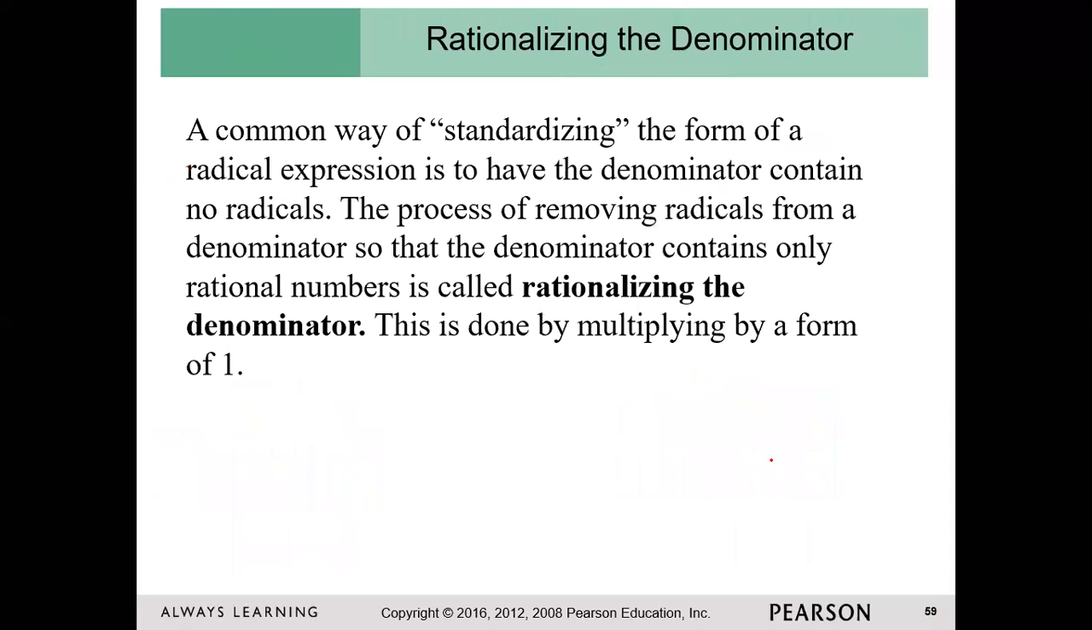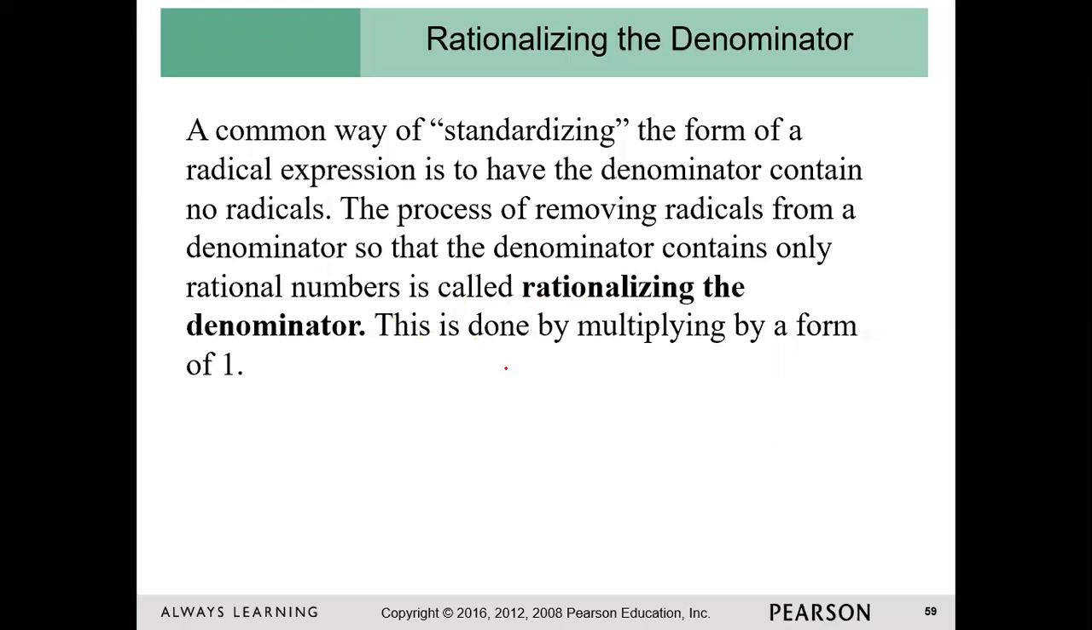Okay. All right, so now we're into rationalizing the denominator. So a common way of standardizing the form of a radical expression is to have the denominator contain no radicals. So remember, we had talked about the conditions of a simplified radical earlier, and I said at some point we're going to talk about that, and this is when it's going to happen. We cannot have any square roots or any radicals, for that matter, in the denominator. So we need to do what's called rationalizing the denominator.